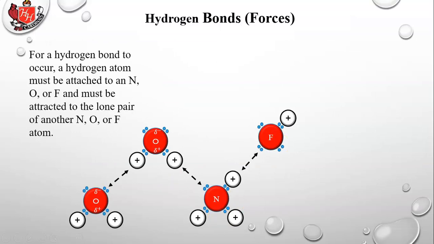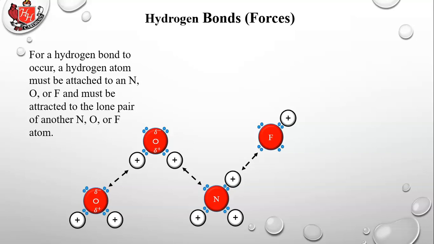So now we're going to look at a mix and match of the nitrogen, oxygen, and fluorine. For a hydrogen bond to occur, a hydrogen atom must be attached to a nitrogen, oxygen, or fluorine, and it must be attracted to the lone pair of another nitrogen, oxygen, or fluorine. So the two things: it has to be a hydrogen atom that does this, and it has to be attached to a nitrogen, oxygen, or fluorine.